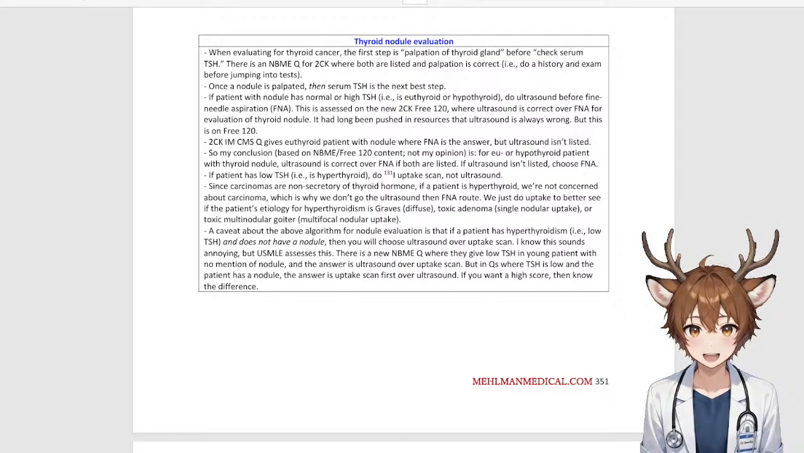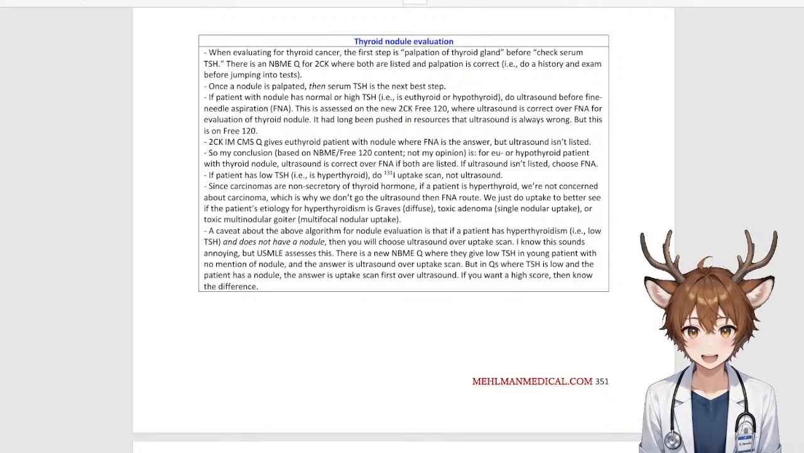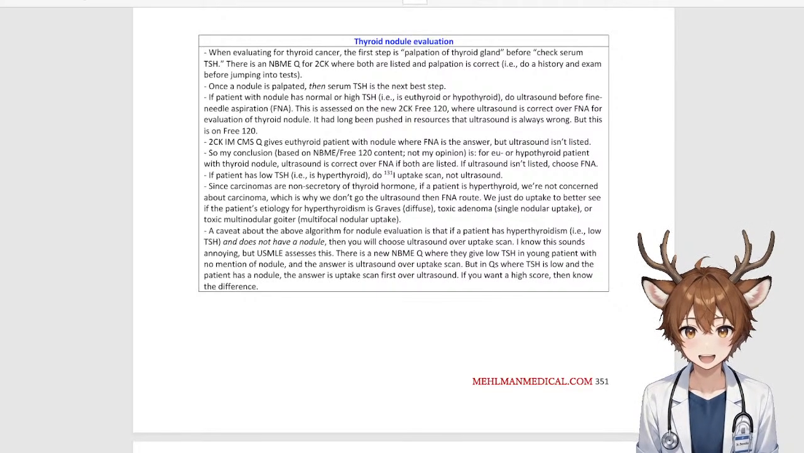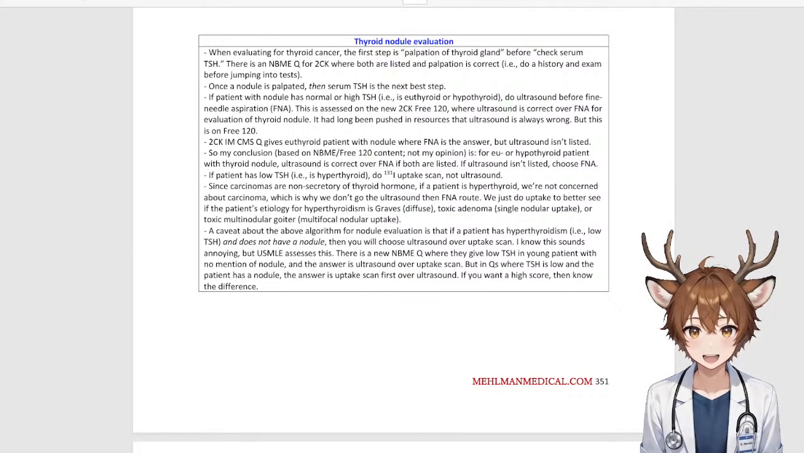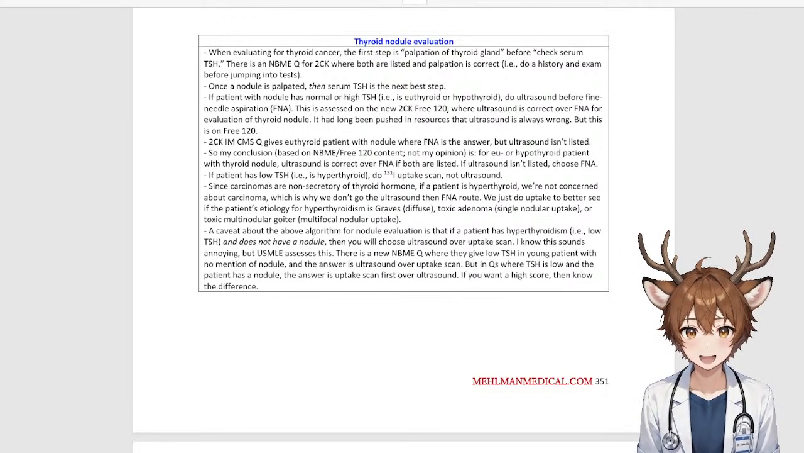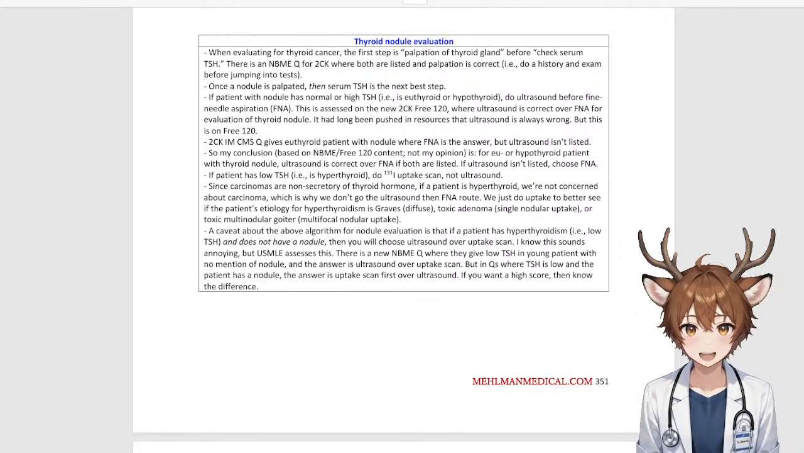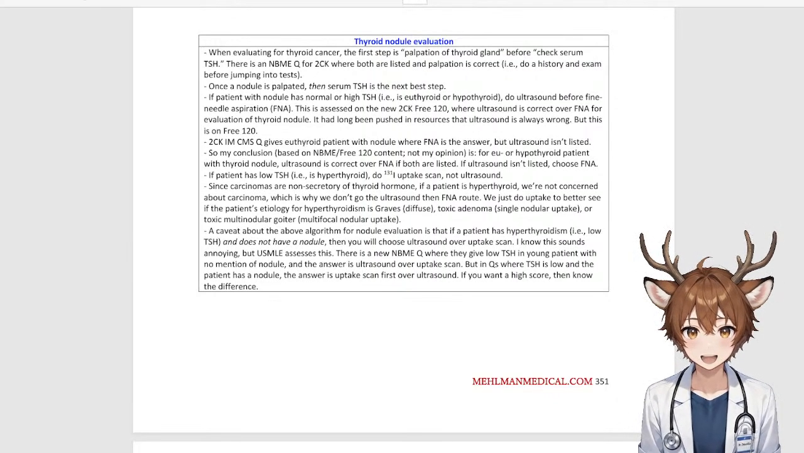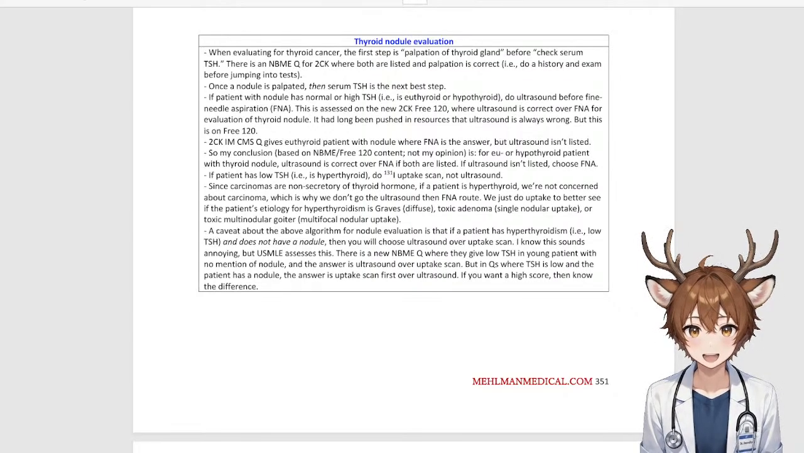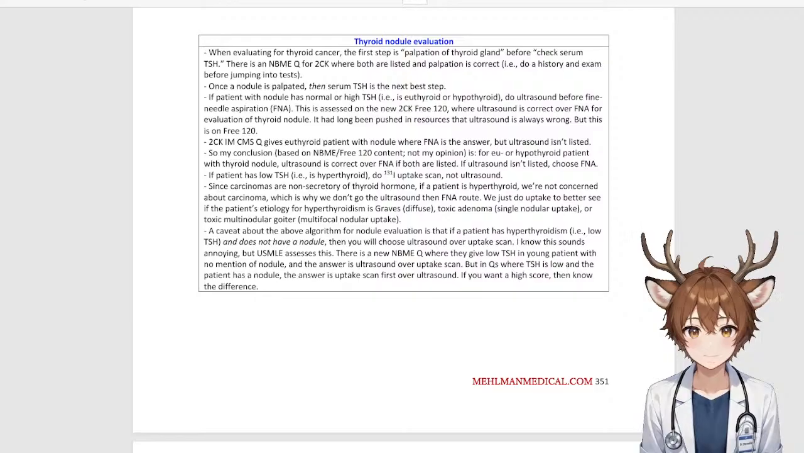If the patient with a nodule has a normal or high TSH, that is to say, is euthyroid or hypothyroid, do ultrasound before fine needle aspiration, FNA. This is assessed on the new 2CK form 312-120, where the ultrasound is correct over the FNA for evaluation of thyroid nodule. It has long been pushed in resources that ultrasound is always wrong, but this is on Free 120.